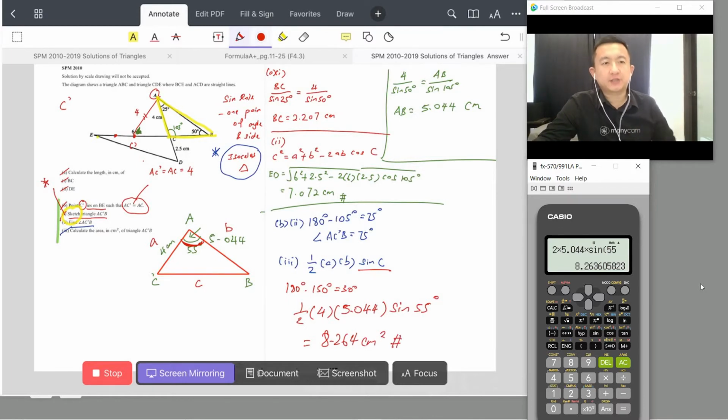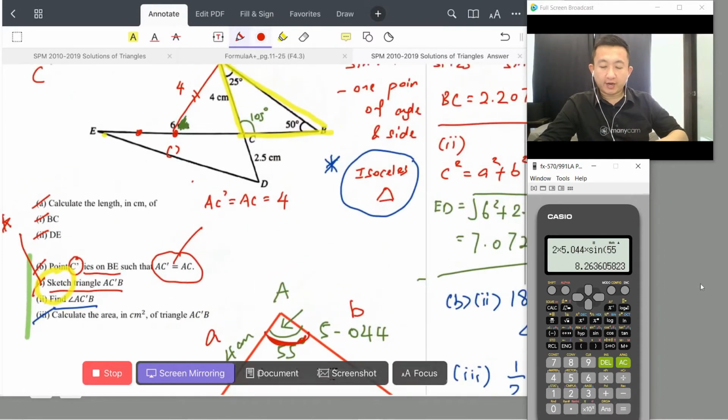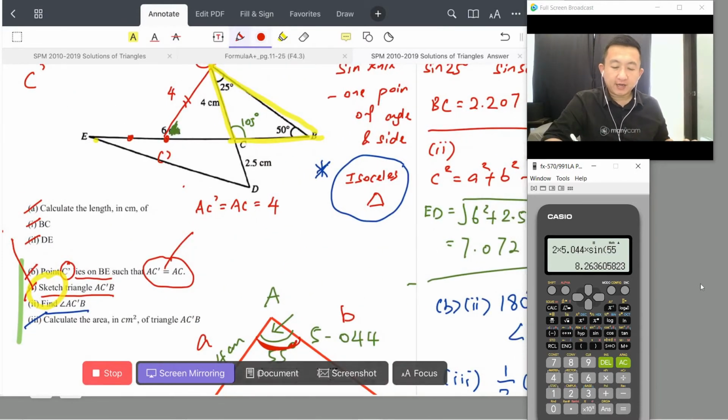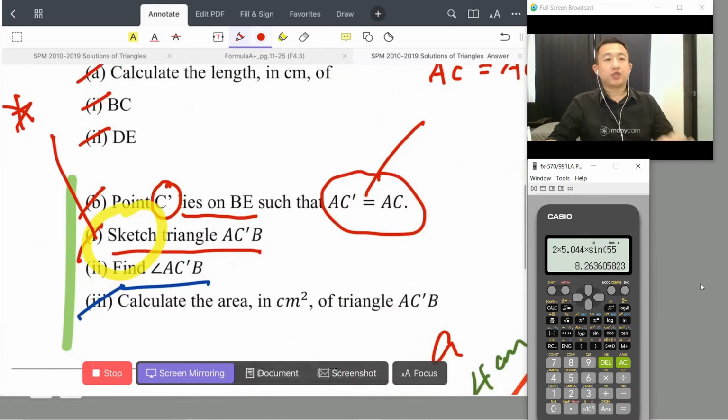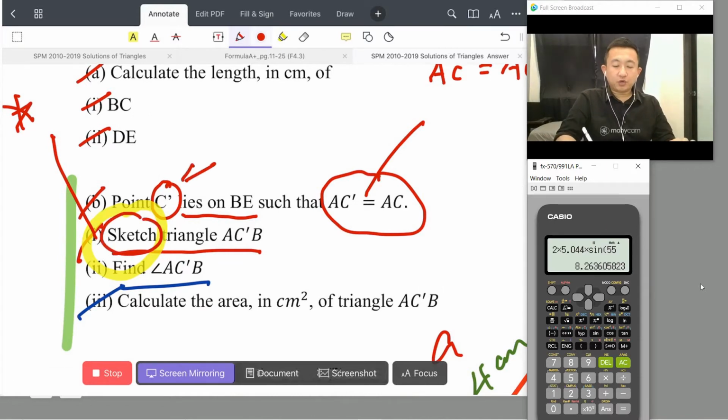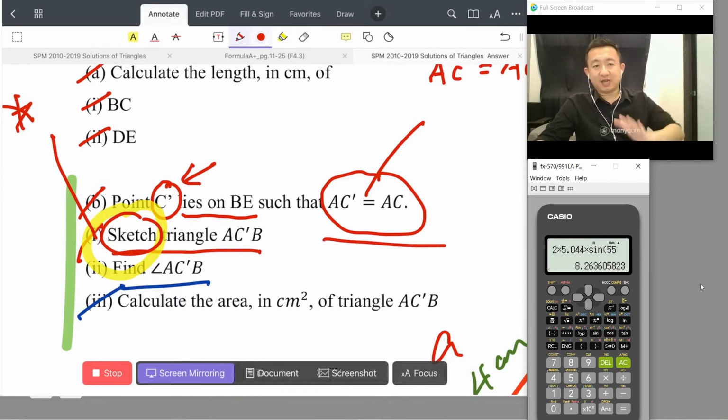You sketch it, you find a new angle, and you find the new area of the new shape. So a few things to take away. Ambiguous case usually you have an isosceles triangle. And how do you know that the question is about ambiguous? You have the keyword sketching, and you have a new point, C prime, and you have conditions. So this is an ambiguous case.